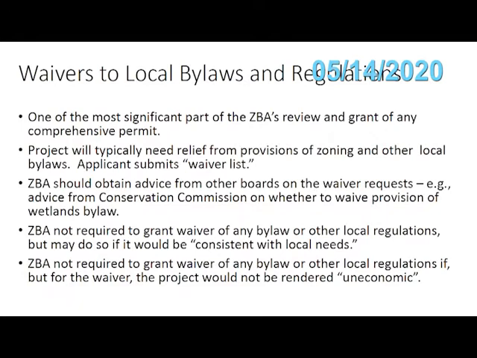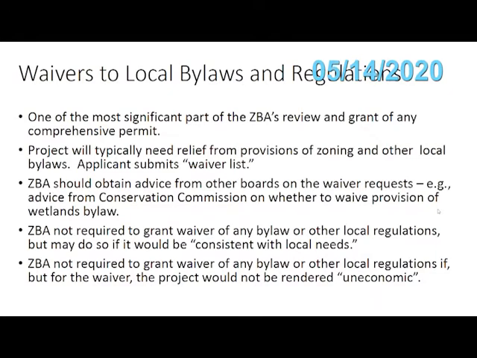The only thing the Board of Appeals cannot grant a waiver from is Title V, which is the Sanitary Code, the Building Code, or the Wetlands Protection Act, Endangered Species Act, and other state agency actions as well. But the three big ones are Title V, the Building Code, and the Wetlands Protection Act. So an applicant who applies for a comprehensive permit with the Board of Appeals is going to include in its application a list of waivers, a so-called waiver list.